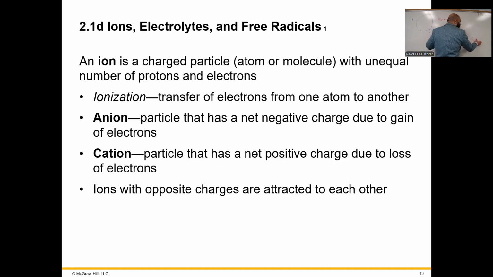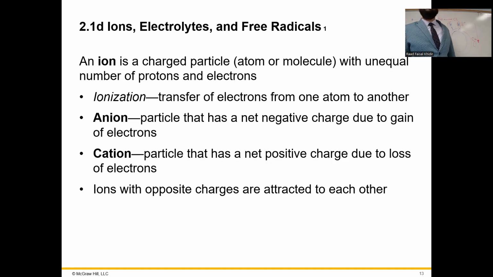It's going to be more electronegative, and the hydrogen is going to be more electropositive. Electrons are going to be flowing toward the oxygen. Same thing: electrons are stolen from the hydrogen by the oxygen. So the hydrogen is always going to have a plus charge on it because it lost.